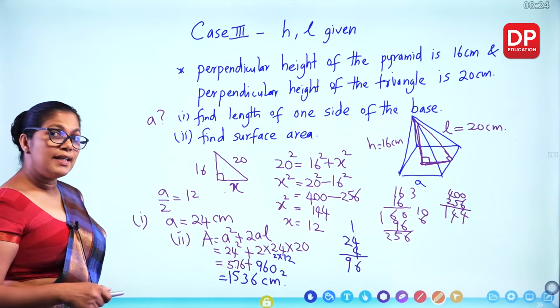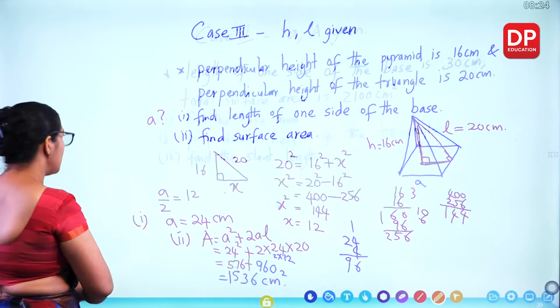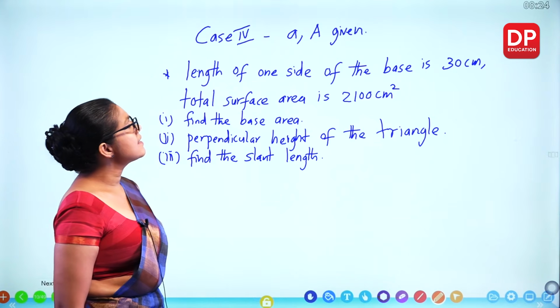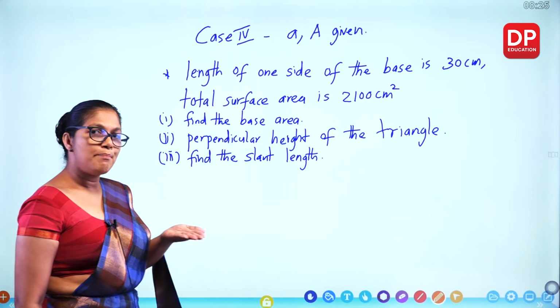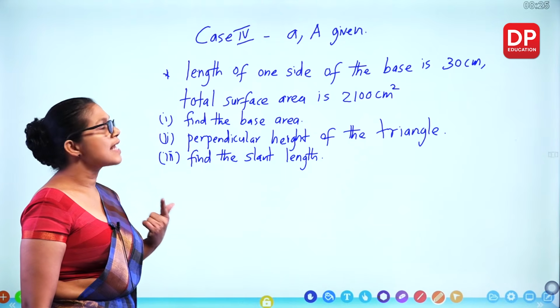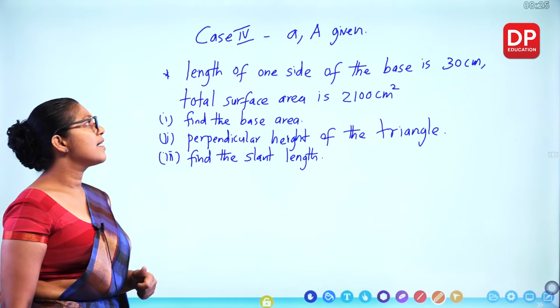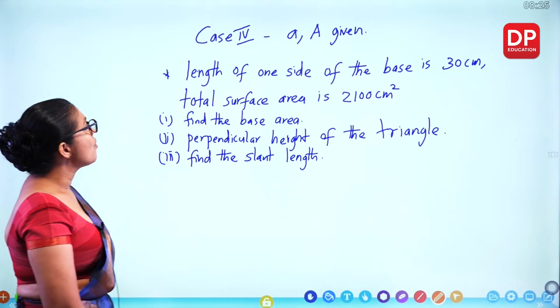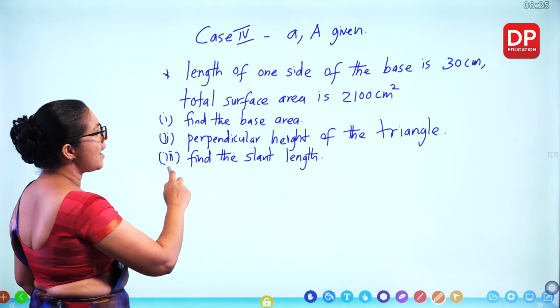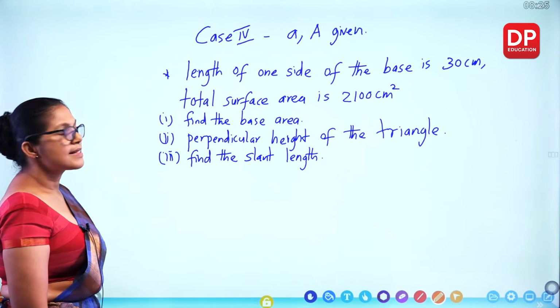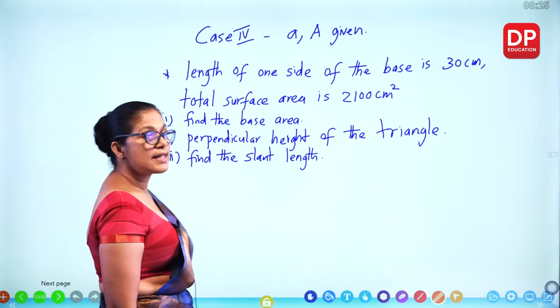Now we'll look at the other case. In the fourth case, a and capital A are given. What is a? Base length. And what is capital A? Surface area is given. So you are asked to find out the base area, the perpendicular height of the triangle, and the slant length or slant edge.